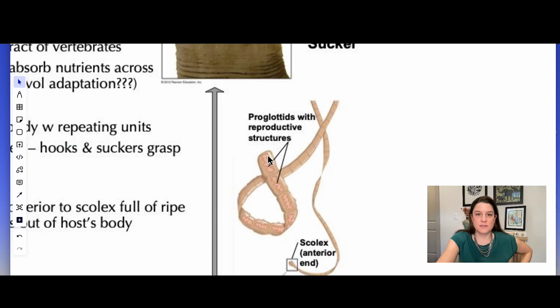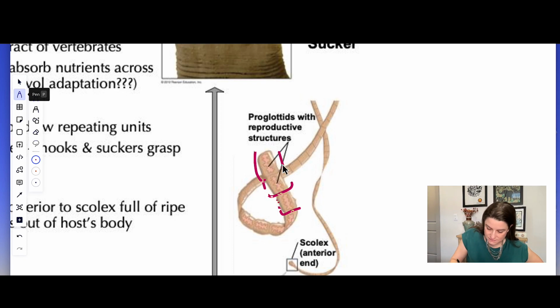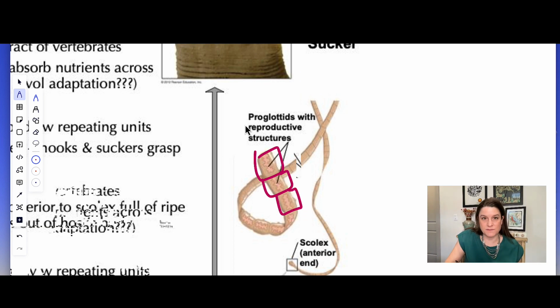Here's your little segments. Each of these is a little body segment, but not a segmented worm. It's a flatworm, and basically it's reproductive stuff. They even have some sort of suckers and hooks to hook onto the intestine. So like because it'll come out the anus.